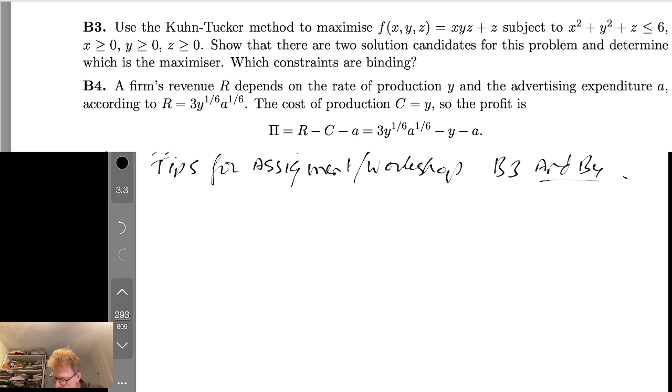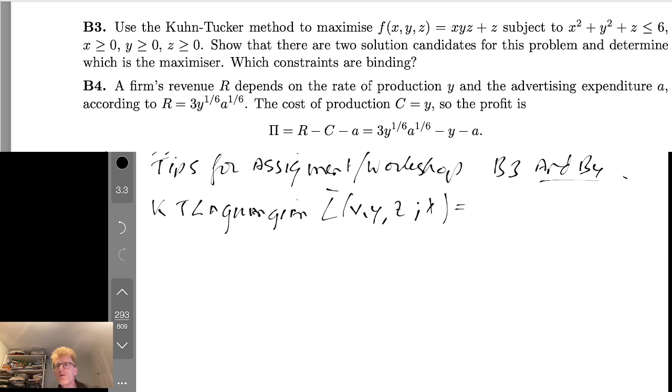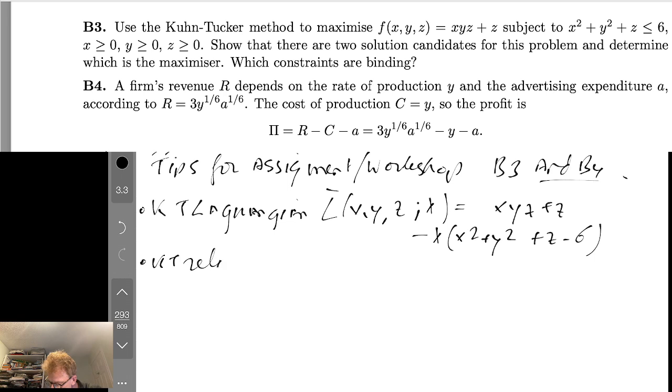So we need the KT Lagrangian, which is L bar of course, which is xyz plus z, minus lambda times (x squared plus y squared plus z minus 6). So that's step 1. Step 2 is we write down the KT relations.